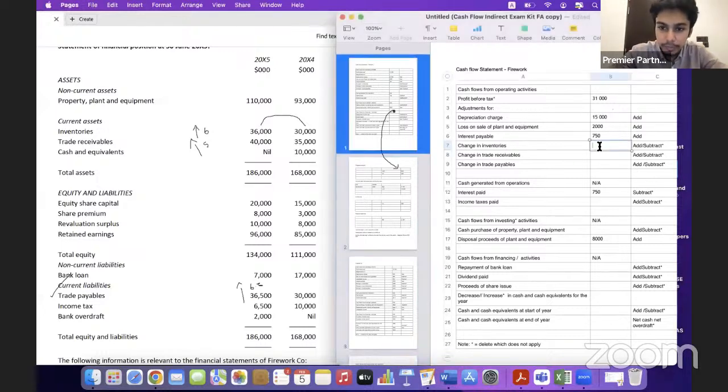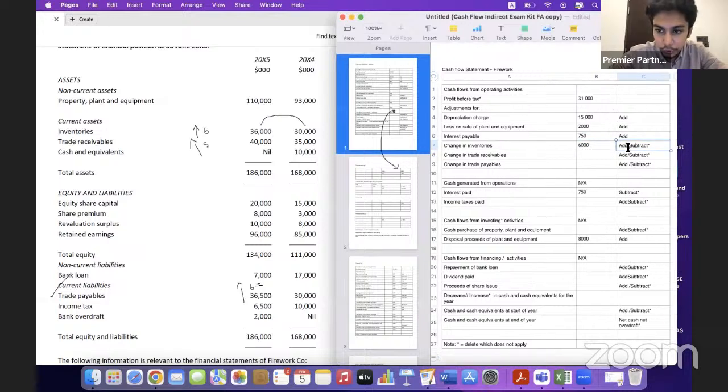So I'll write it over here in my format. Inventory 6,000, money goes out. So therefore, I should delete the word add. Receivables also, guys, what's happening? Increasing. Increasing means again, money goes out. So I'll delete the word add once again. Okay, all good so far, guys?